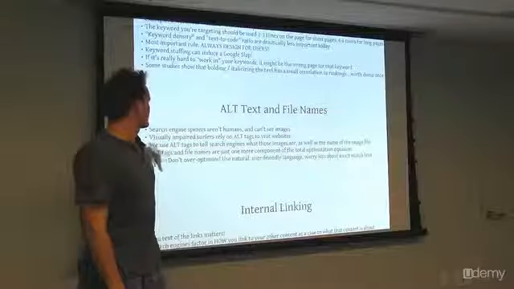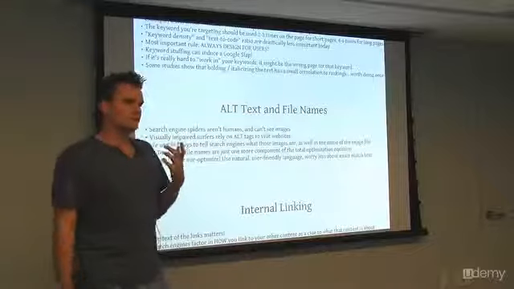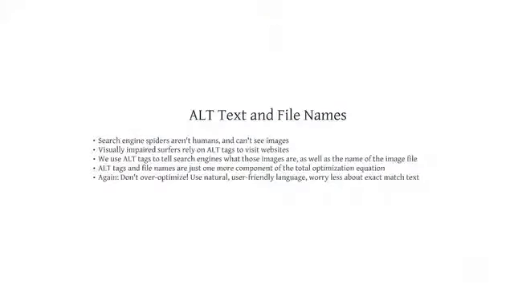So search engine spiders aren't humans. They can't see images. So we use what's called an alt tag to let the search engine know what that image is. Visually impaired web surfers also rely on alt tags. They use special browsers that read the tags to them. But we use alt tags to tell search engines what these images are.